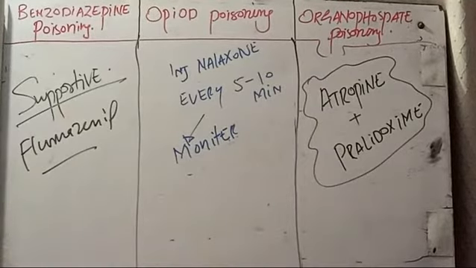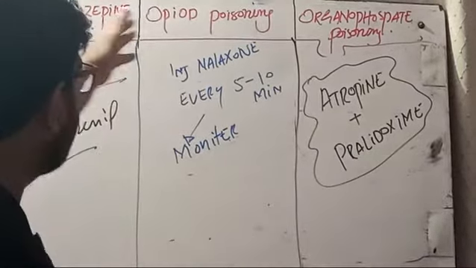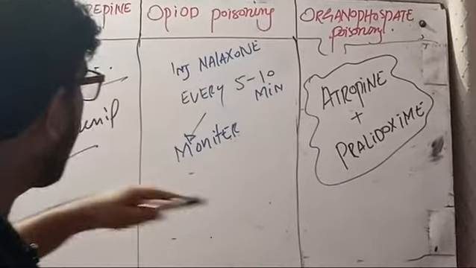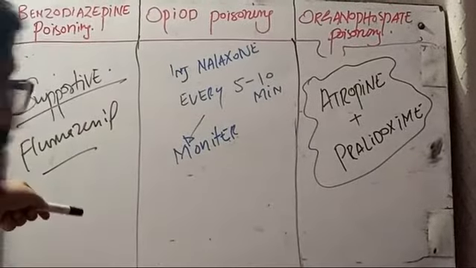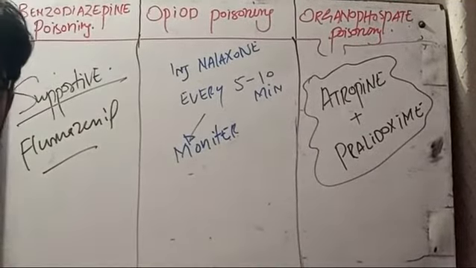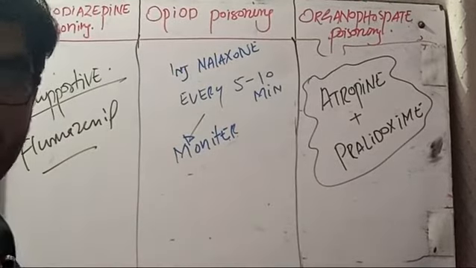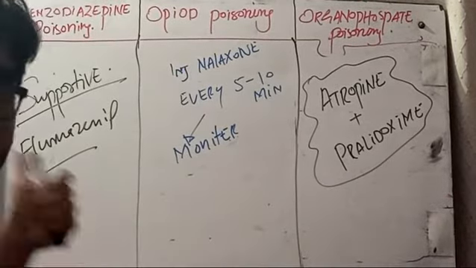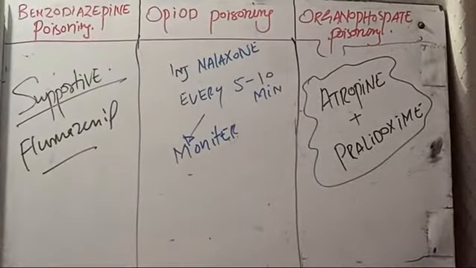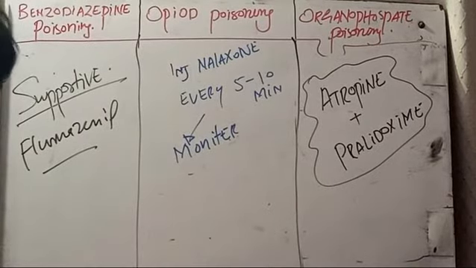So what is the management? What is the management of benzodiazepine poisoning, opiate poisoning, and organophosphate poisoning? Well, for the benzodiazepine poisoning, management is supportive. You give black tea without milk, you give coffee. The purpose is to give a stimulant to the patient so that the drowsiness is improved.